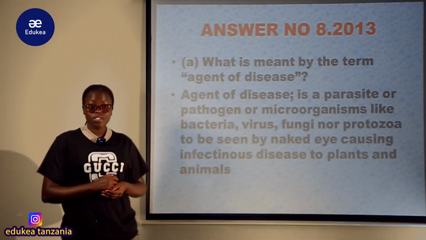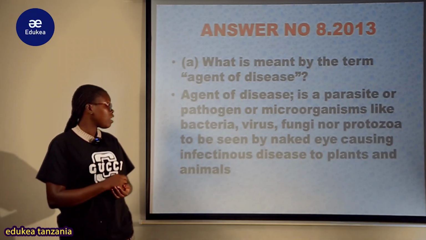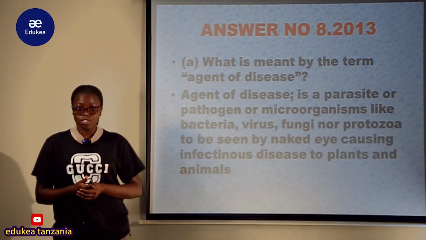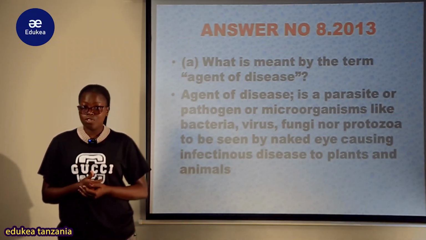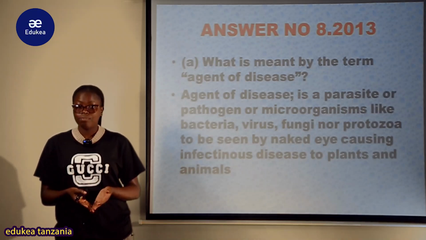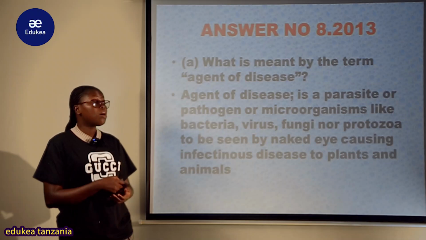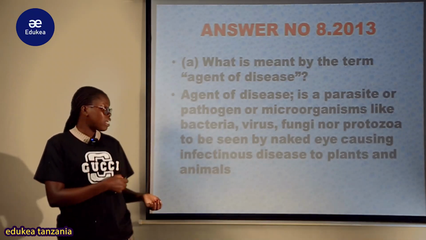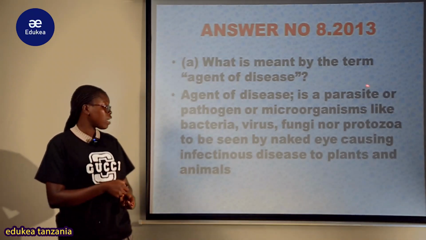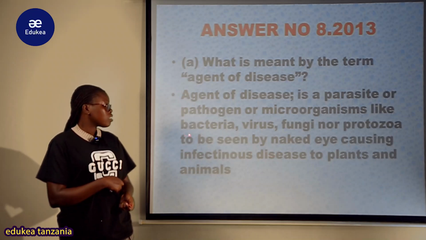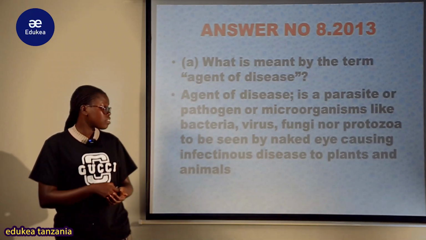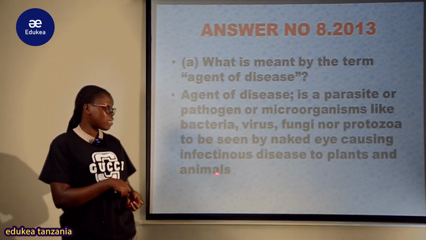So let us answer our question now by starting with Roman A, which needs to give the definition of the agent of disease. When we talk of the agent of disease, this means these are the pathogens or parasites or microorganisms like bacteria, virus, fungi, or protozoa that cannot be seen by the naked eyes, causing infectious disease to plant and animal.